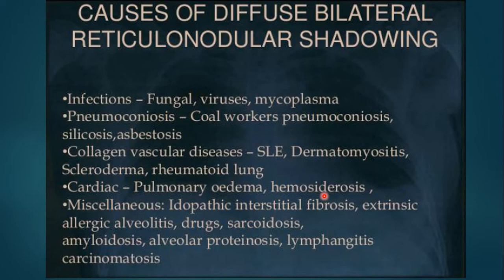And here, the occupational history is important. Collagen vascular diseases like SLE, dermatomyositis, scleroderma, rheumatoid lung. Cardiac causes include pulmonary edema and hemosiderosis. This is another uncommon cause of reticulonodular pattern. And there are some miscellaneous causes, like idiopathic interstitial fibrosis, extrinsic allergic alveolitis, drugs, sarcoidosis, amyloidosis, alveolar proteinosis, lymphangitis carcinomatosis.